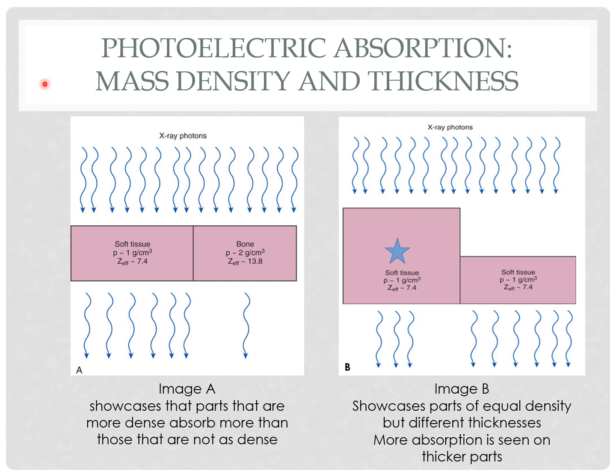Photoelectric absorption, mass density, and thickness. As we can see, same amount of photons, and depending on the part thickness, again, here's the atomic number of soft tissue. Here's the atomic number of bone. Less transmission to the image receptor. Here, same atomic number for soft tissue on either side, but the part is thicker. So the thicker the item, the less transmission to the image receptor. And I say item because it doesn't always have to be a person. It could be an object.